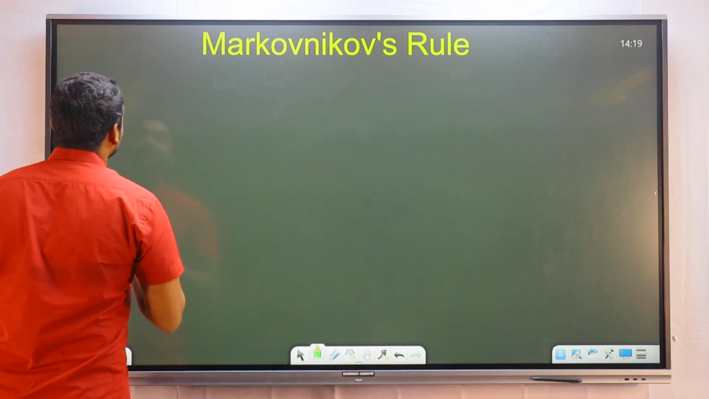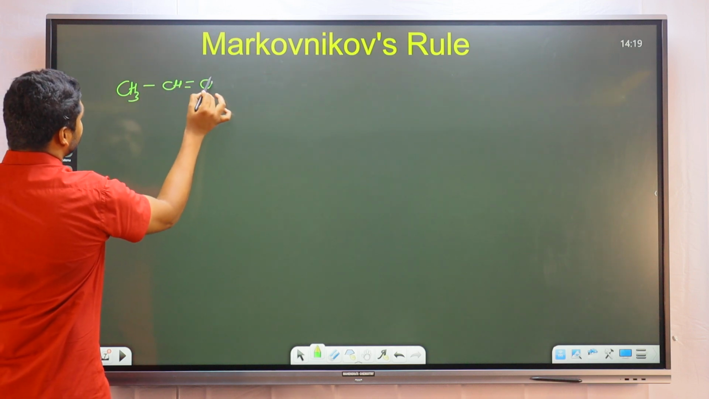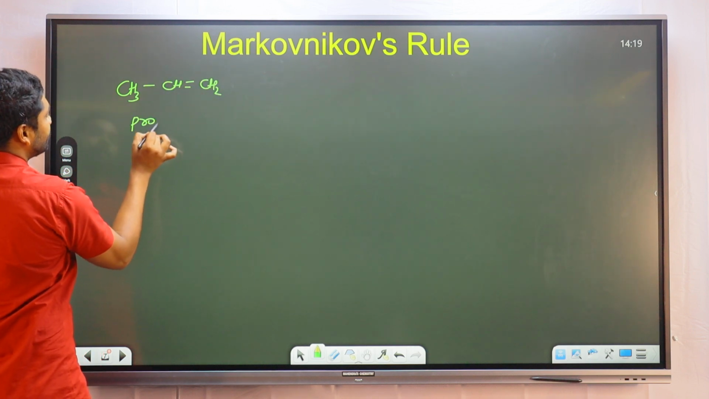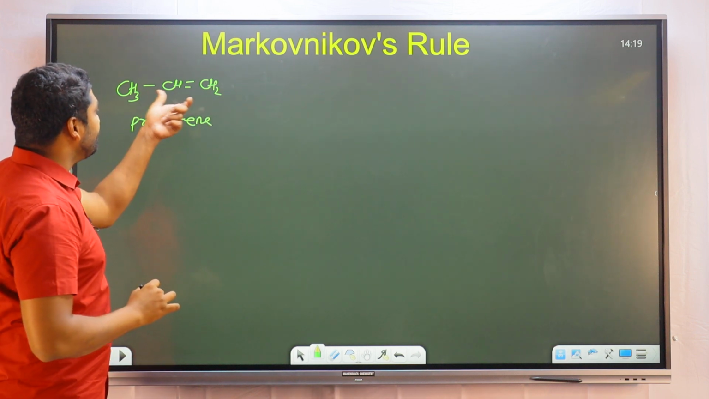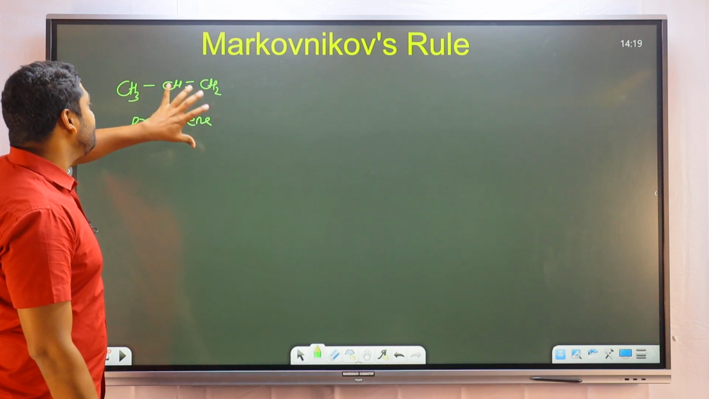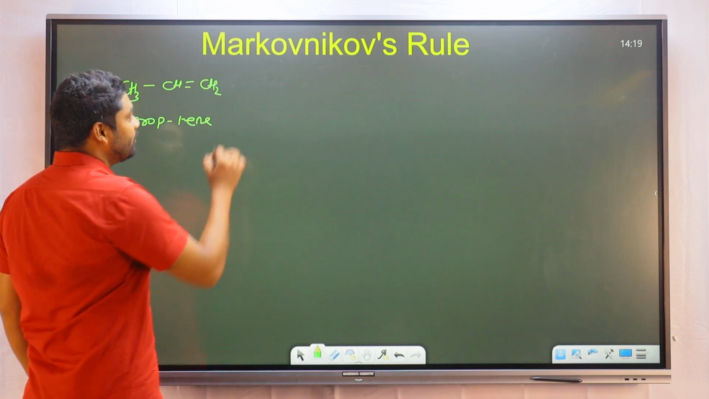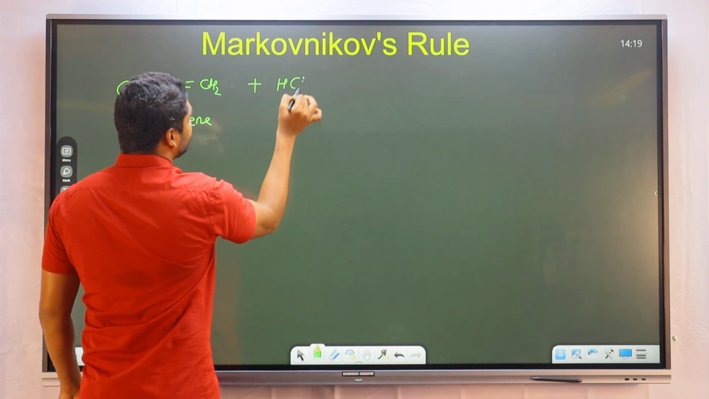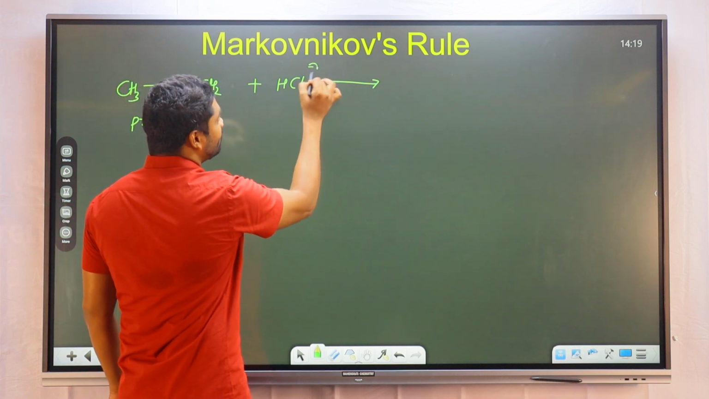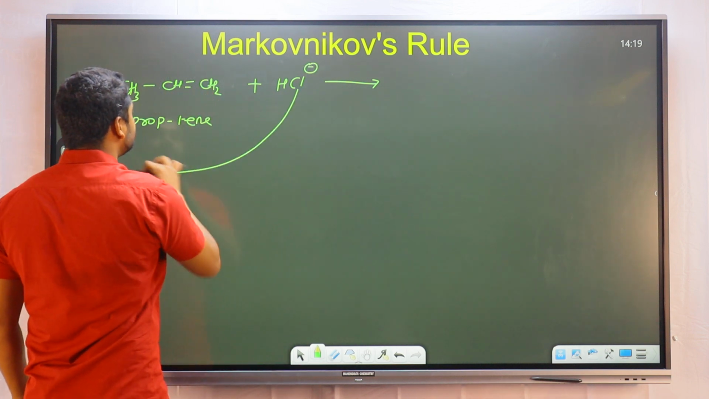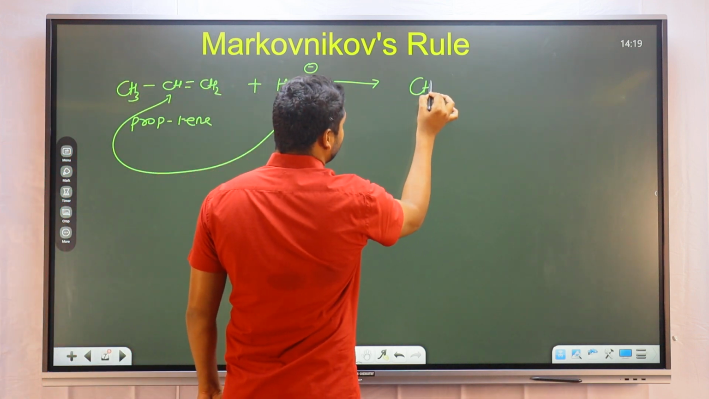When an unsymmetrical alkene reacts with an unsymmetrical reagent, suppose we have an unsymmetrical alkene like propene. Why do we call it unsymmetrical? Because the number of carbon atoms is imbalanced on both sides of the carbon-carbon double bond. When an unsymmetrical alkene reacts with an unsymmetrical reagent, the negative part of the reagent attaches to the unsaturated carbon, or doubly bonded carbon, having fewer hydrogen atoms.